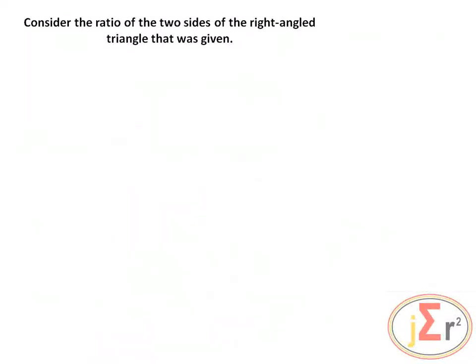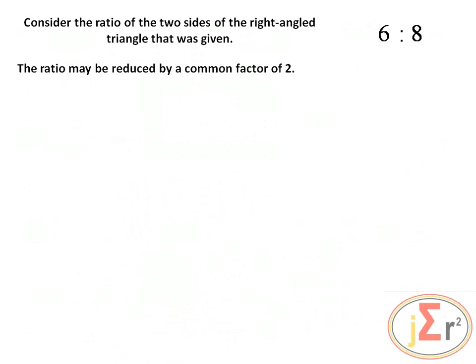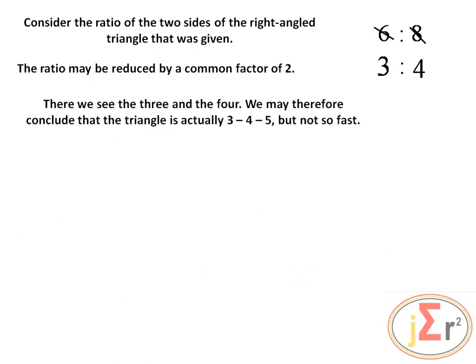Consider the ratio of the two sides of the right-angled triangle that was given. Those are the two sides, 6 and 8. The ratio may be reduced by a common factor of 2. 2 into 8 is 4, and 2 into 6 is 3. So there we have 3, 4. We may therefore conclude that the triangle is actually 3, 4, 5, but not so fast.